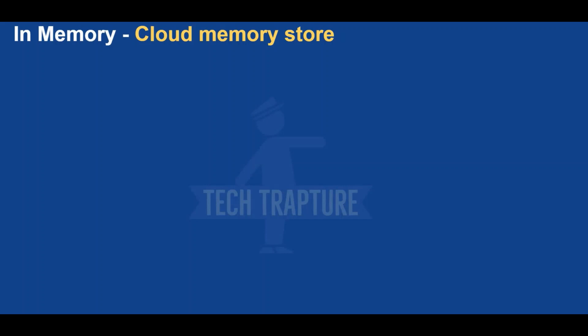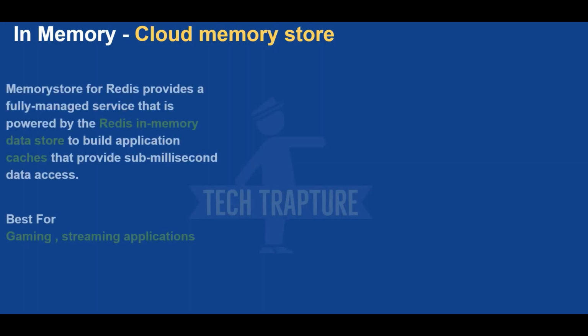So last we have the in-memory database. For in-memory database we have the Cloud Memorystore service provided by Google Cloud, and it's nothing but a Redis in-memory data store to build applications which will use a cache. It's mostly used for gaming and streaming applications where speed is important. Just take an example: for online gaming there will be a lot of users playing and user session management is important. In that case you have to use an in-memory database.